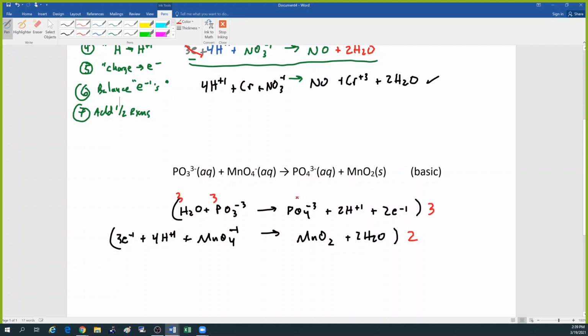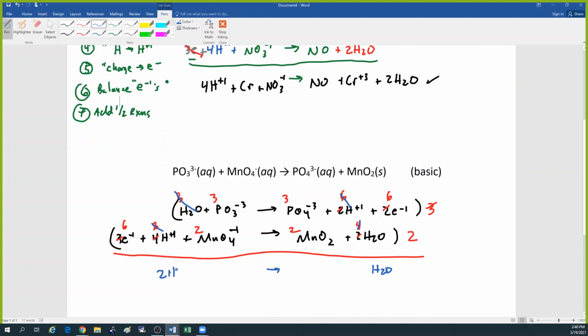Three, three, six, six, six, eight, two, two, four. And let's see if this works out. So 3 waters leave 1. I get 6 versus 2. Electrons are gone.